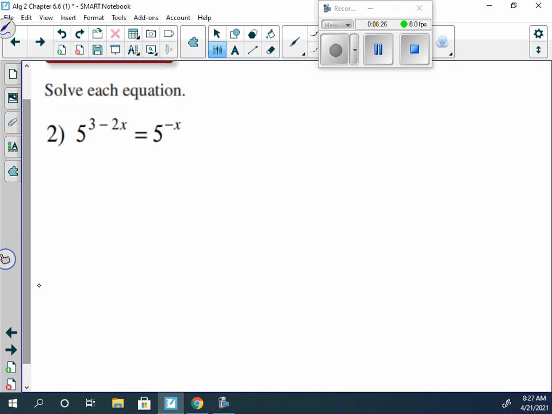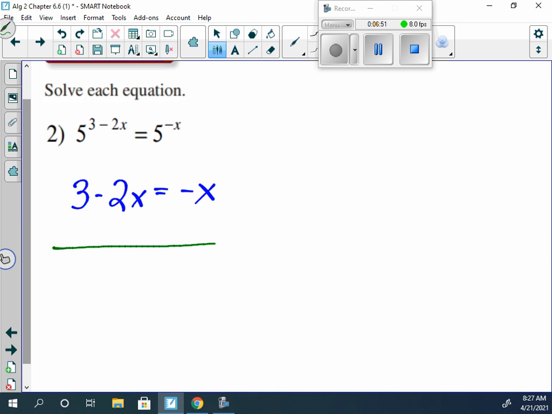because the bases are both the same. They're already the same. We don't have to do anything to get them to be the same. So it means our 3 minus 2x is equal to negative x. Because since the bases are the same, the exponents have to be also. That's the only way that these two can be equal.